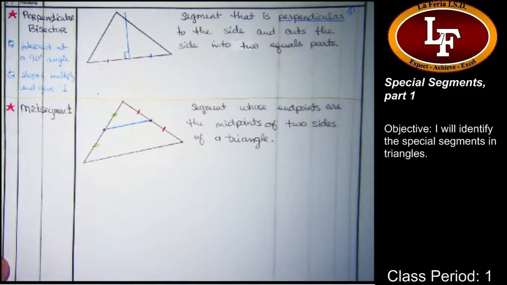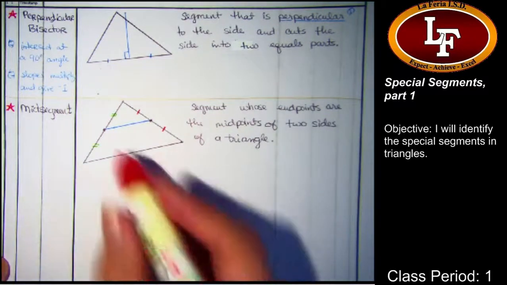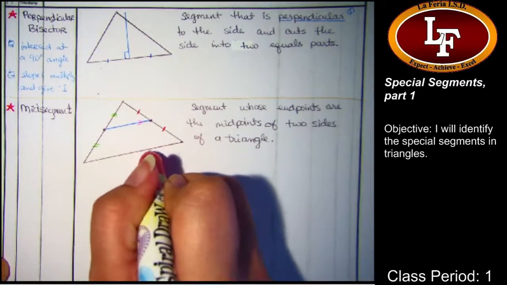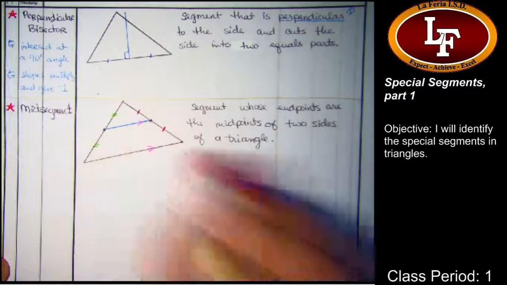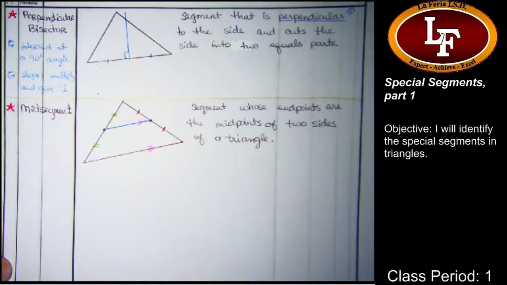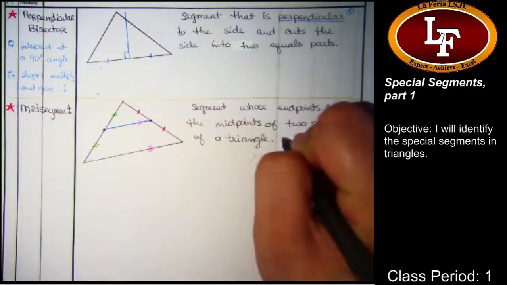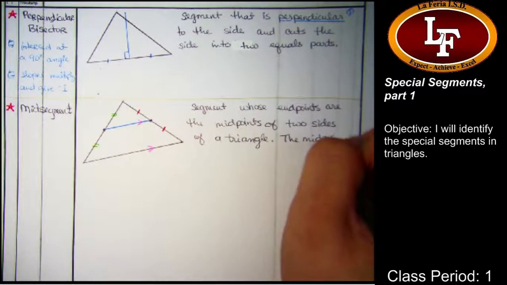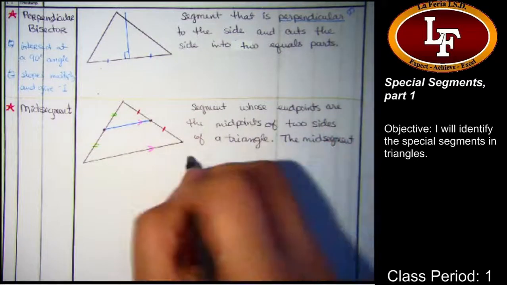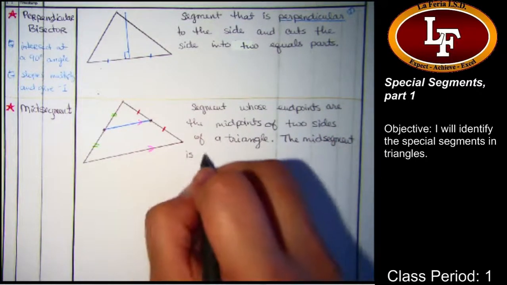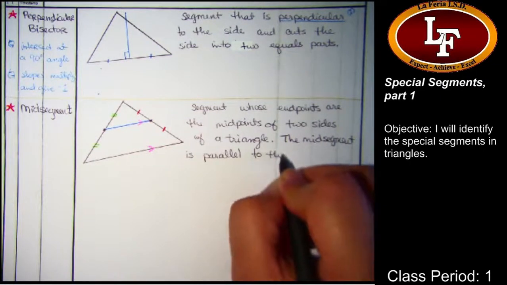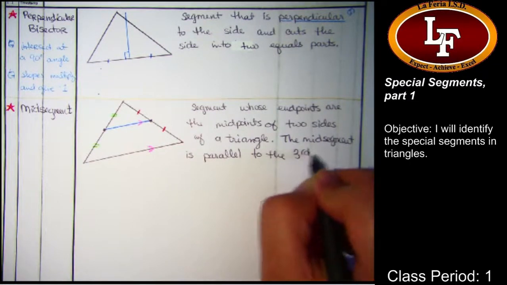There's a special thing to know about this mid-segment. This mid-segment ends up parallel to the other side that it's not intersecting. So the mid-segment is parallel to the third side of the triangle.